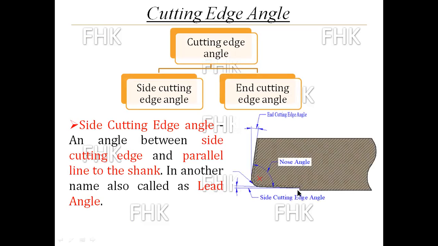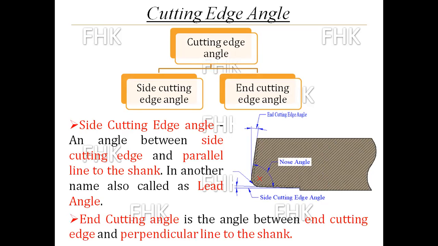Okay, this is the side cutting edge and this is the end cutting edge. If you see the terminology in the figure, this is the side cutting edge, this is the end cutting edge. So the angle made by the side cutting edge and the parallel line to the shank, this is the shank. If I draw the parallel line, the angle made by these two lines is called the side cutting edge angle. The same angle is also called the lead angle. Another name for the side cutting edge angle is the lead angle.